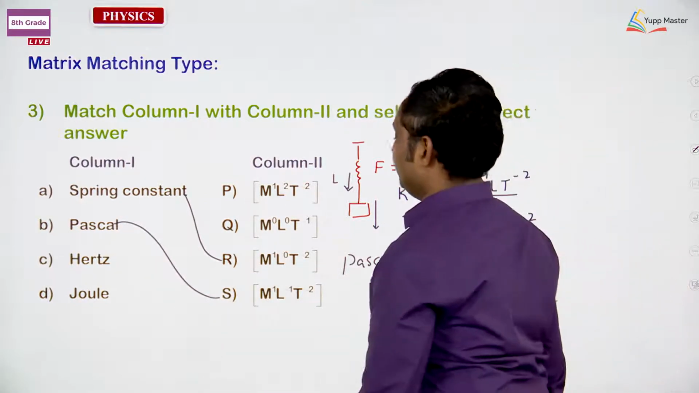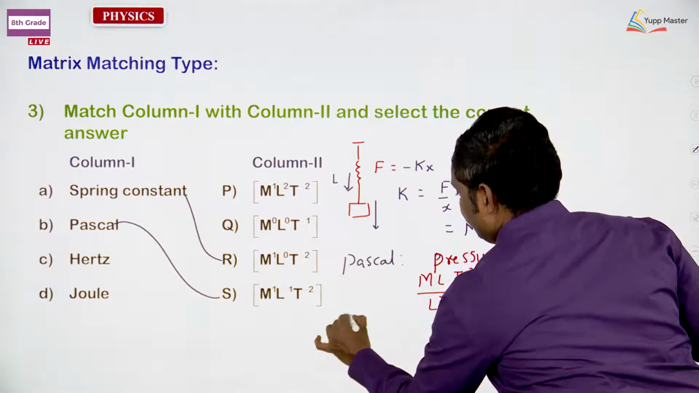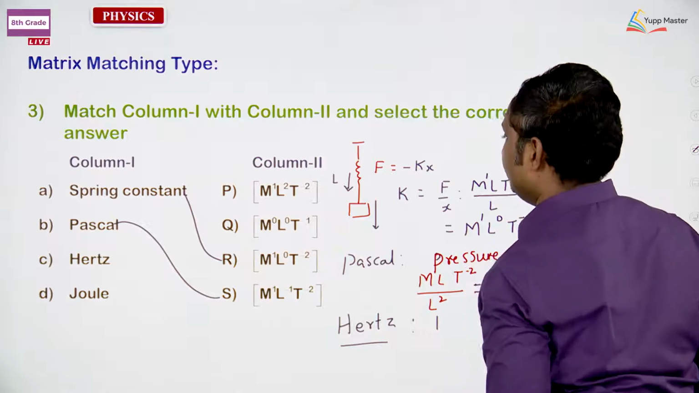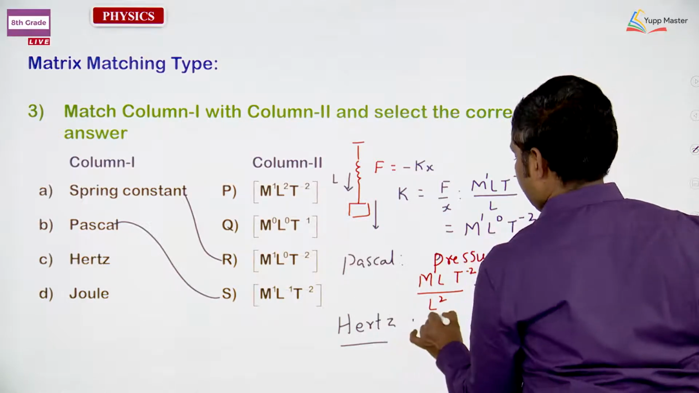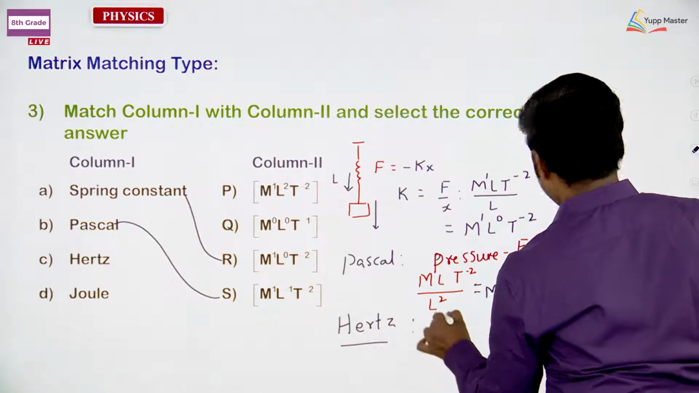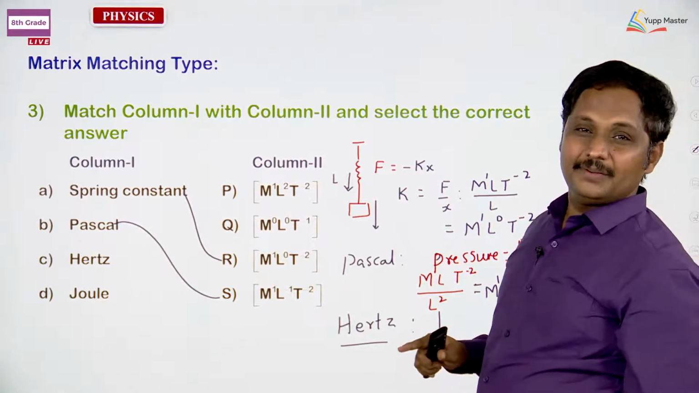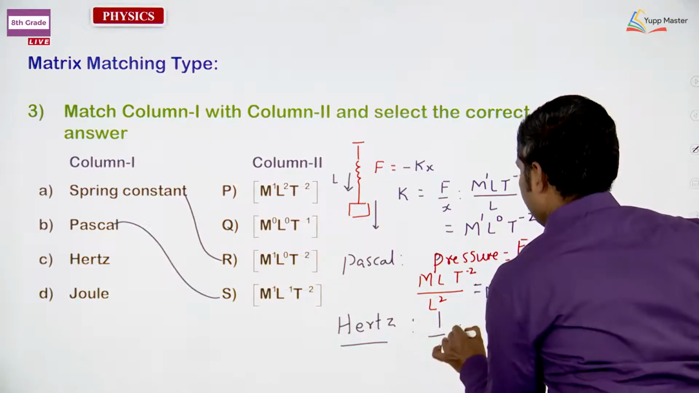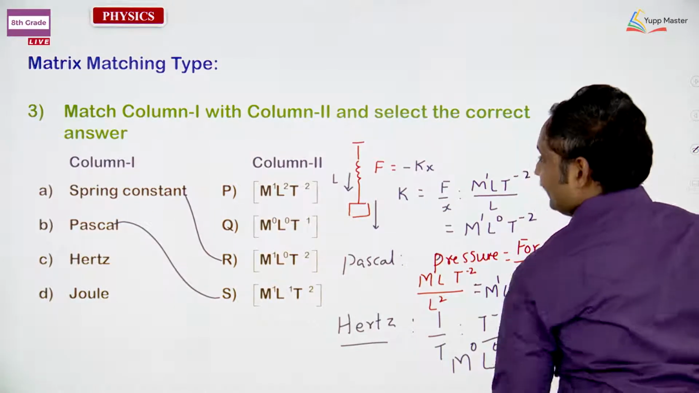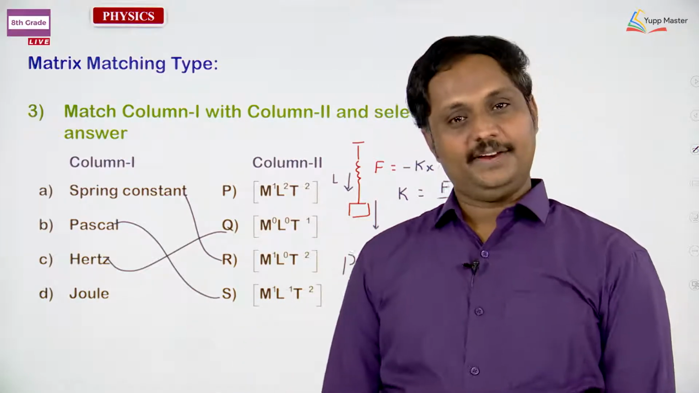Hertz, it is going to be identified that, yes, you will get that for the frequency. If you take Hertz, the number of oscillations, it is going to be identified very easily, it is going to be 1 by T. Just take T power minus 1, that is M power 0, L power 0, T power minus 1. Hertz is the unit for the frequency.